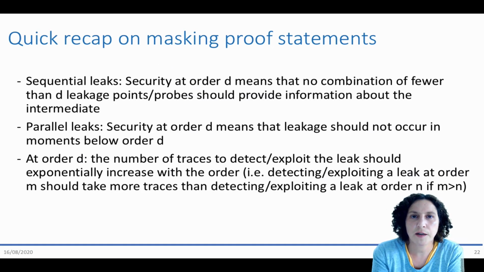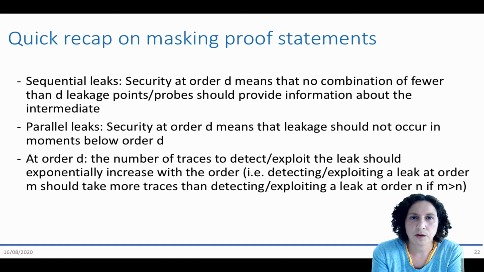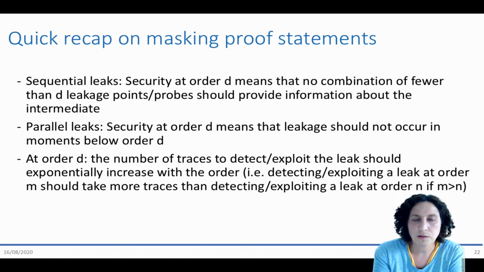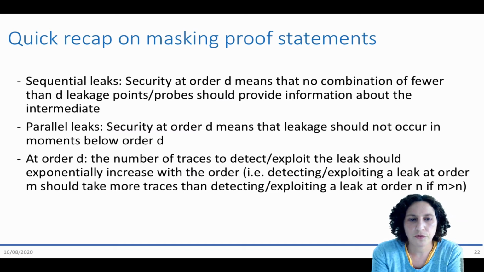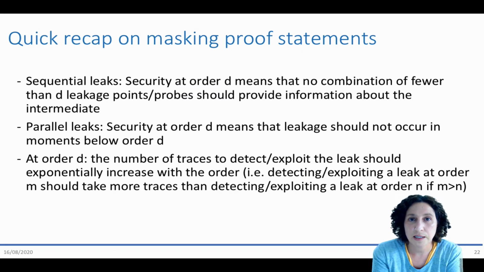So let's just think again about the proof assumptions or statements that will come together here. Sequential leaks: if we implement things in sequence step by step, then security at order D means that no combination of fewer than D leakage points should provide information about the intermediate. This is what we hope to achieve by a D order masking scheme. If we've got parallel leaks, then what we are expecting is that security at order D implies that if I take a single point and raise it to a power lower than D, I should again see no leakage. And at order D, what we would expect is that an attack at order D must succeed, because this means recombining all of the D shares. But doing such an attack should require many, many more traces than an attack on the unprotected scheme. Okay?